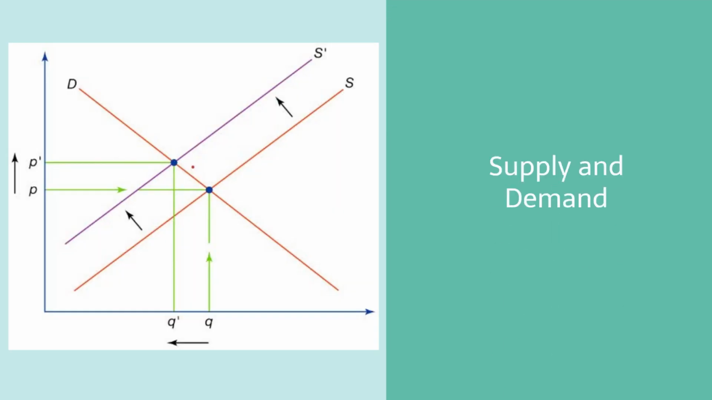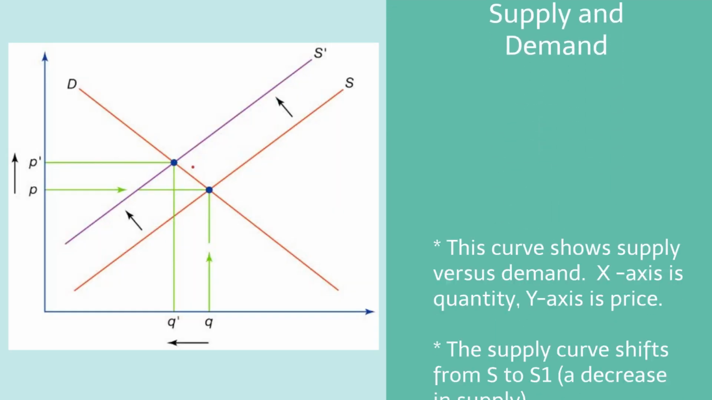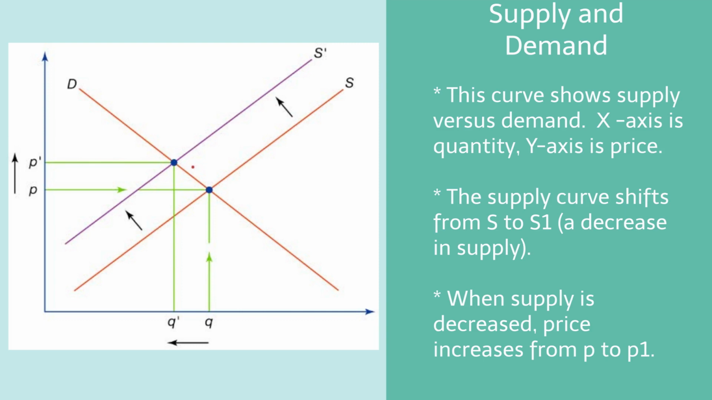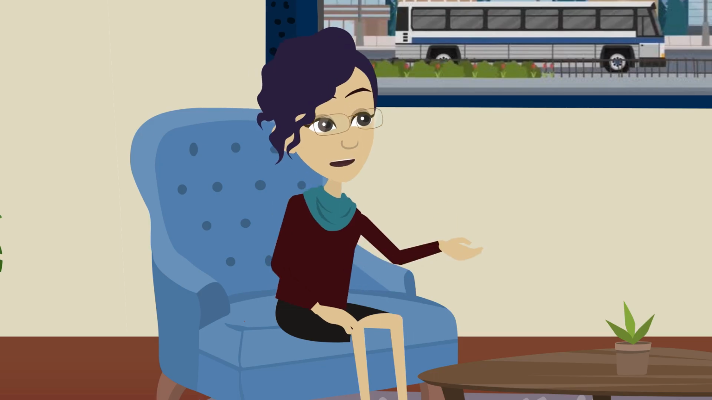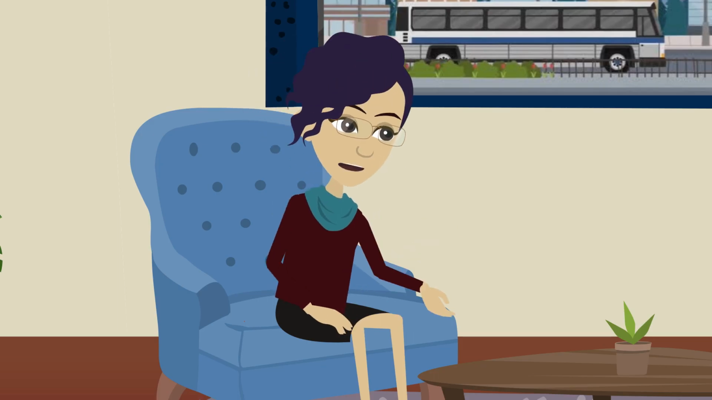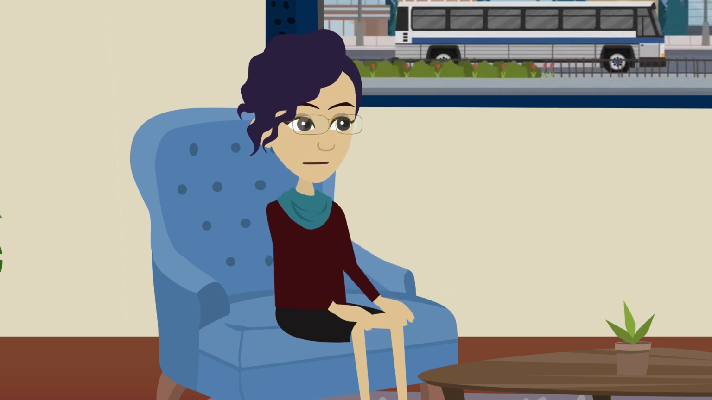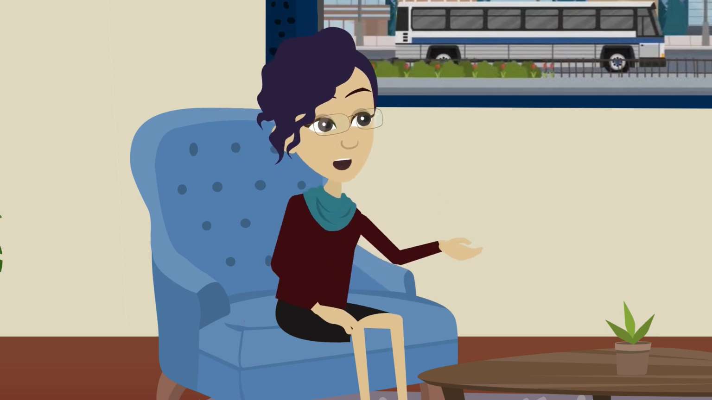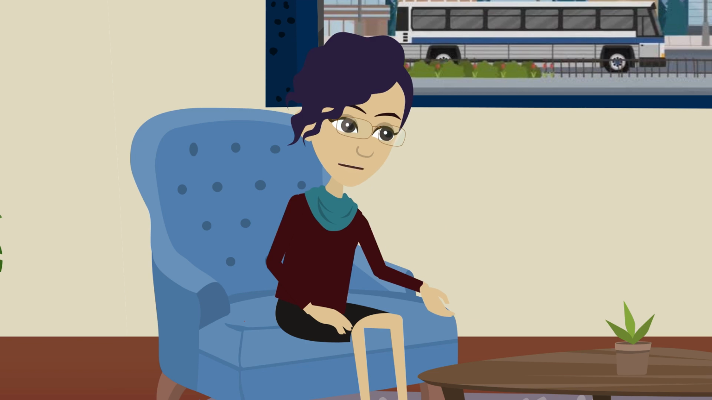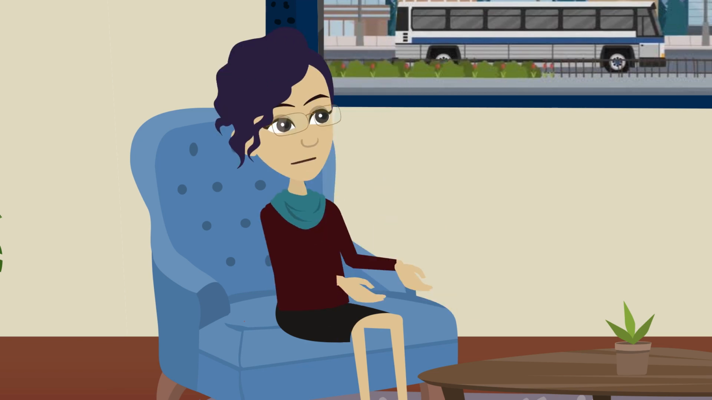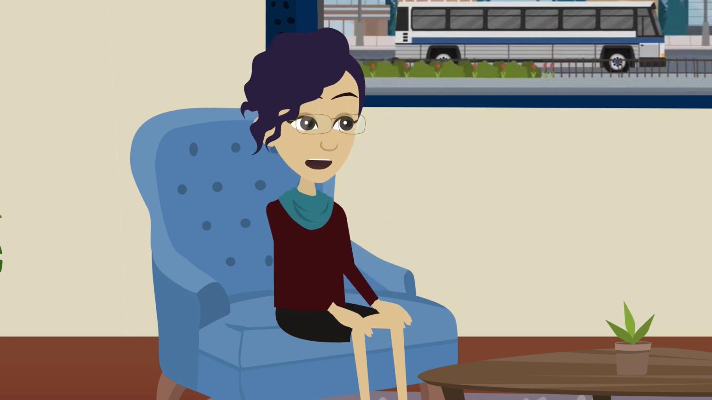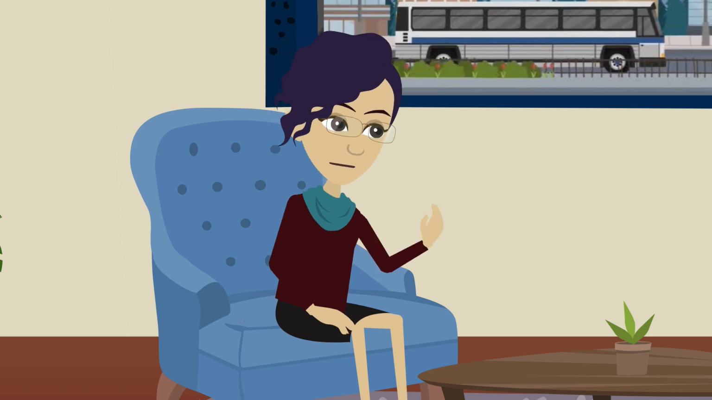Or, as we see in this graph, do we have a shift in supply? Supply has decreased in this example from S to S1. When this happens, price increases. So, if this is the case and supply has decreased, how can we get supply to increase? Well, a lot of people thought that given a little time, supply would catch up on its own. This hasn't happened.